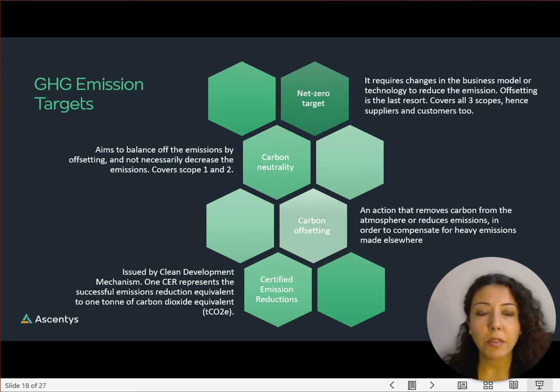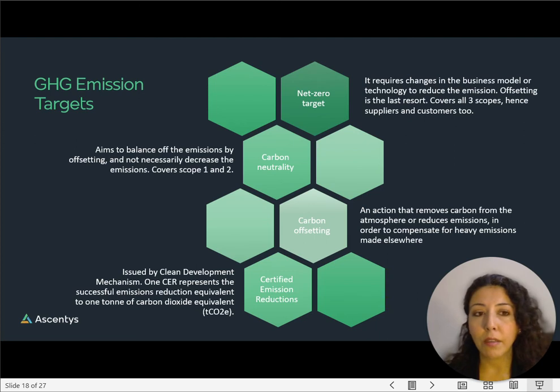Net zero is tougher to achieve. It covers the entire value chain and all 3 scopes, therefore suppliers and customers in addition to the company itself. And it requires a real change in the business model or the technology to reduce the emissions. Carbon offsetting is used, but only as a last resort, and only to counteract the emissions that cannot be reduced, even when all the initiatives are implemented.